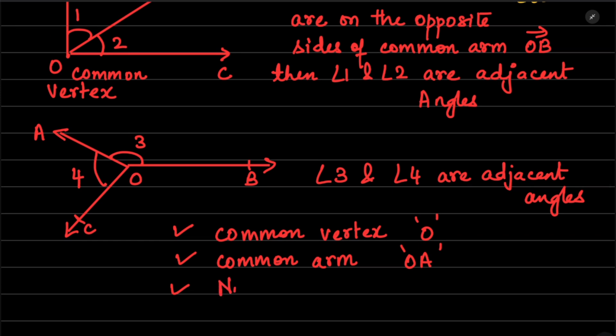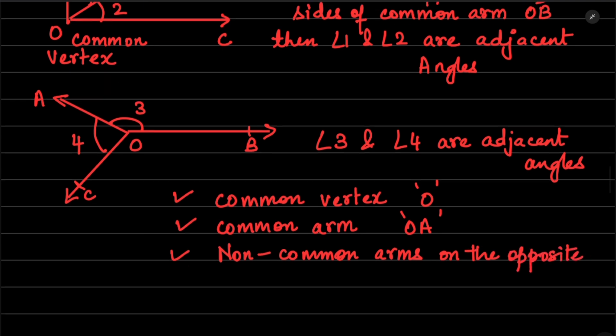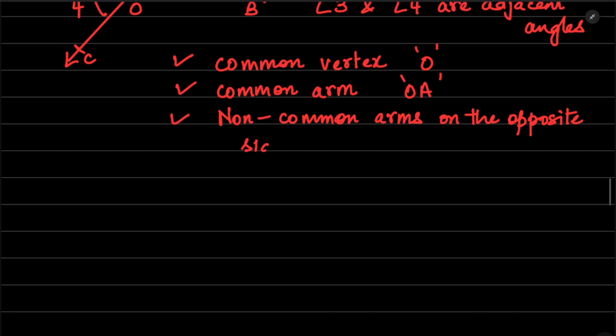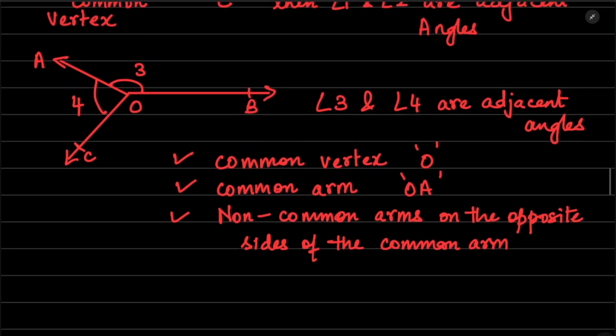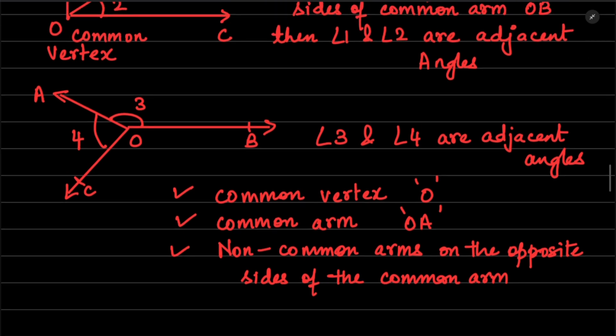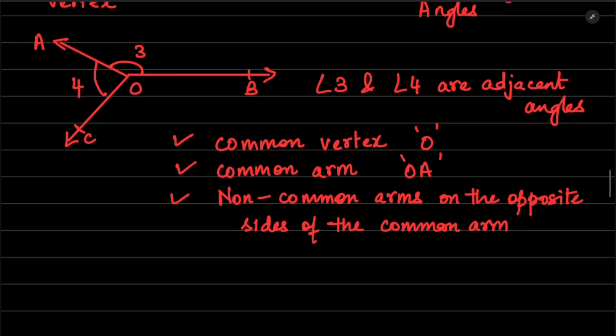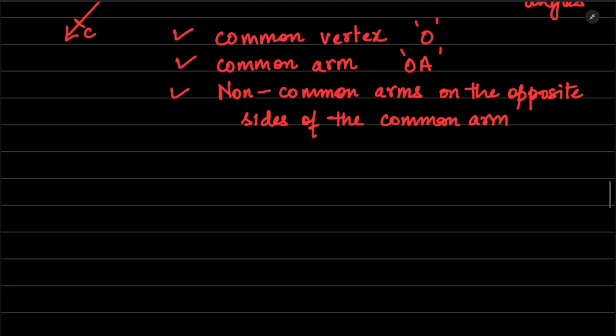Yes, it does. So you have got non-common arms on the opposite sides of the common arm. So when these three conditions are satisfied, then you can say angle 3 and angle 4 are adjacent. Now comes a question for you.